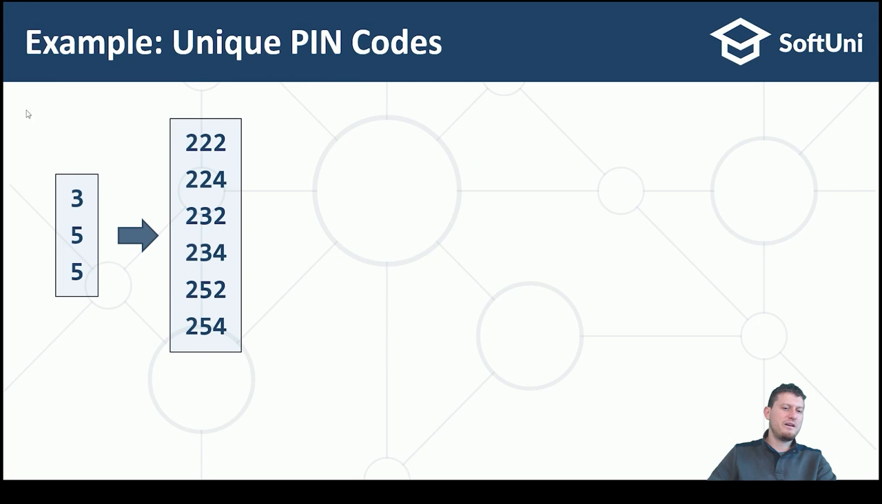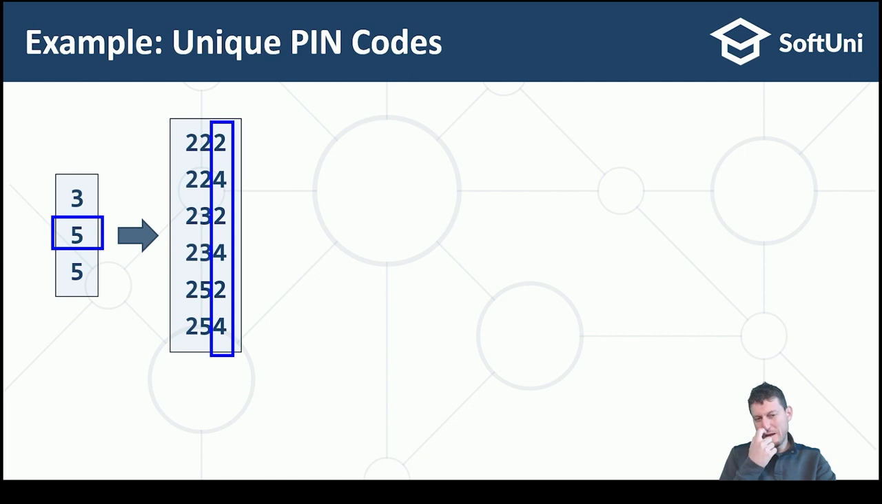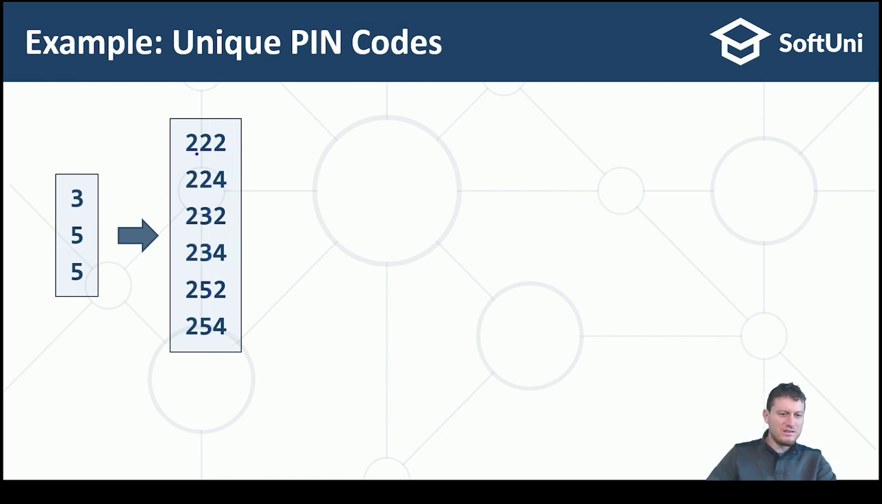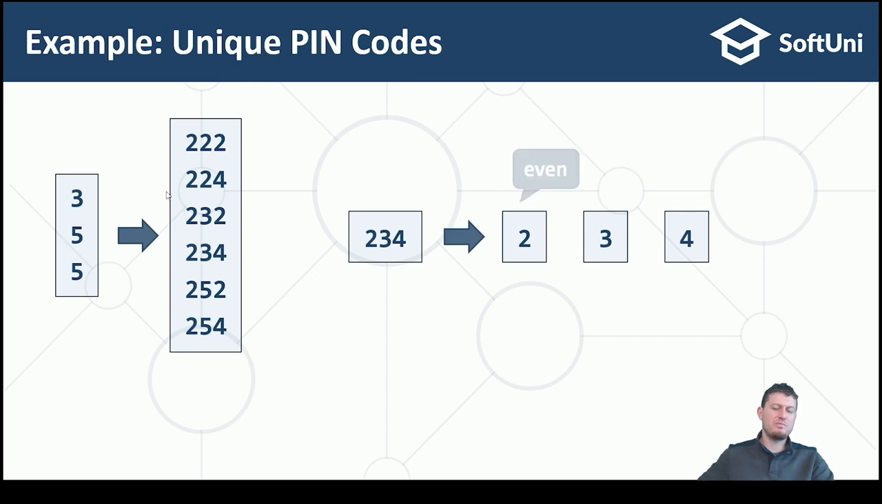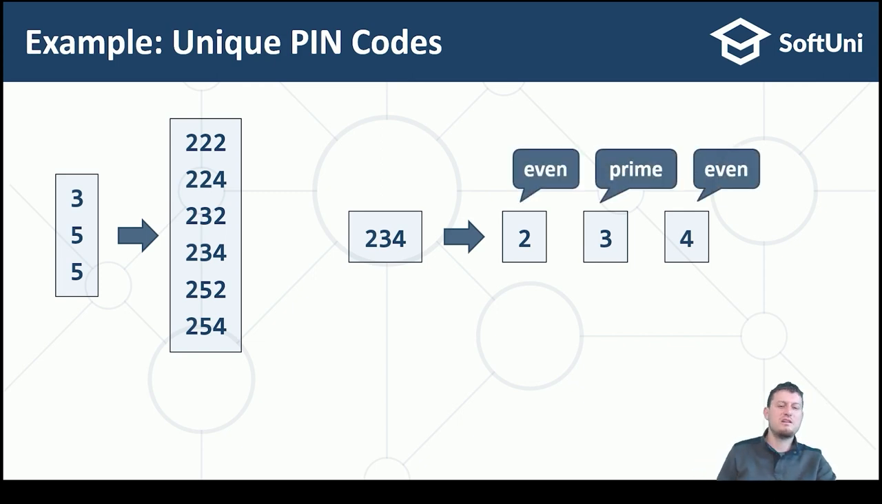If we have 3, 5, 5, the first digit starts from 1 to 3 and it should be even, so the only possibility is 2. The final digit is 2 or 4 because it should be in the range up to 5. And the second is in the range up to 5, so it should be either 2 or 3 or 5. So this is the output and this is the explanation.